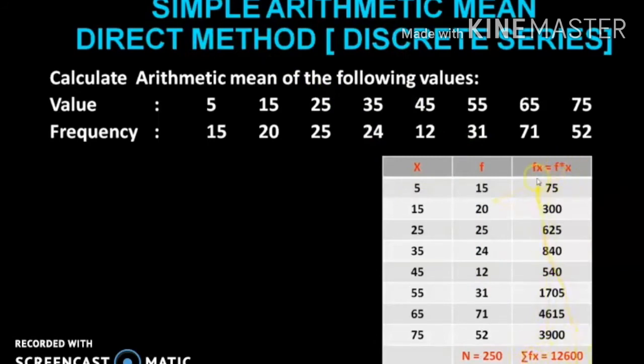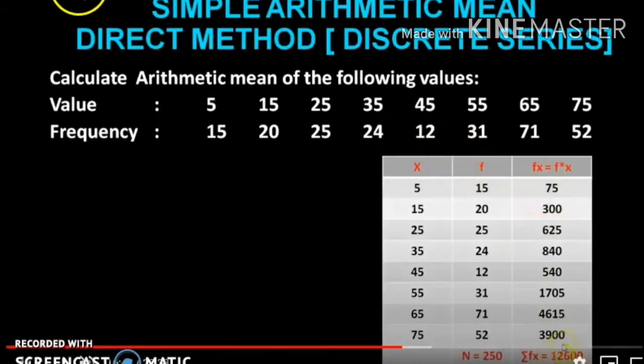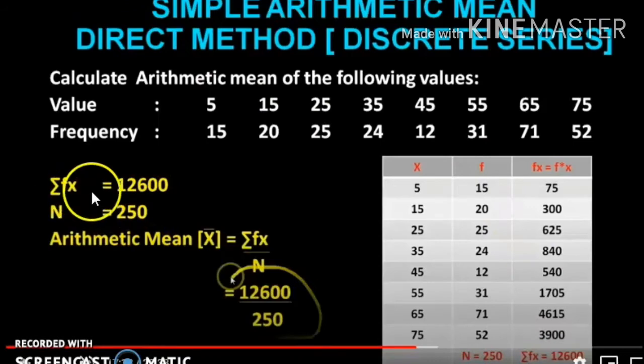So what is the formula? x bar equal to sigma fx by n. So x bar equal to sigma fx by n is the formula. Then you will be getting the answer. You have to write like this: sigma fx equal to 12,600 and sigma f, that is n, is equal to 250, and x bar is equal to sigma fx divided by n, equal to 12,600 divided by 250. So what will be the answer?